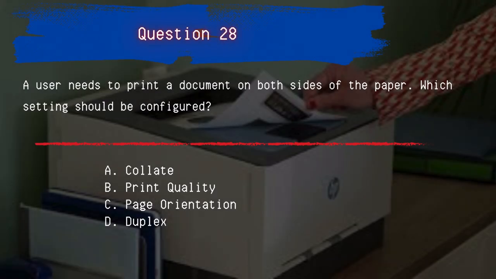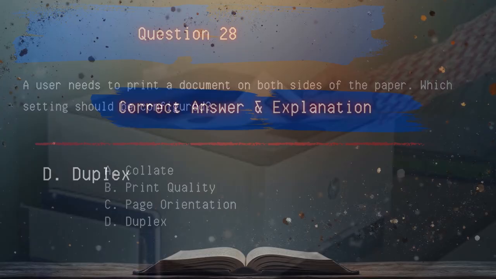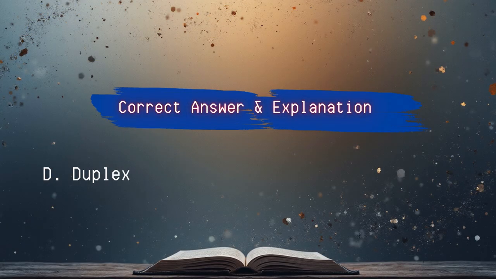Question 28. A user needs to print a document on both sides of the paper. Which settings should be configured? A. Collate, B. Print quality, C. Print orientation or page orientation, and D. Duplex. Correct answer D. Duplex. Duplex printing allows a printer to automatically print on both sides of the paper, saving paper and making documents more compact. Configuring duplex printing in the print settings enables this feature.